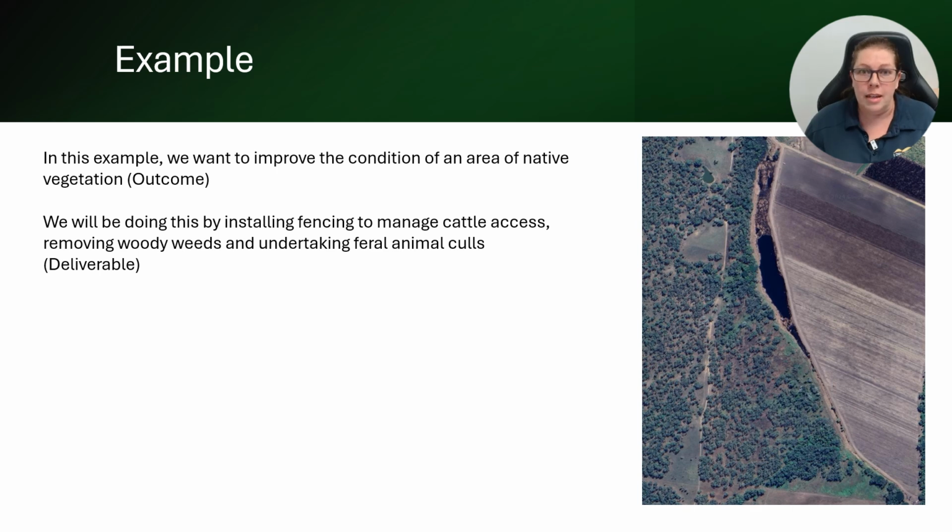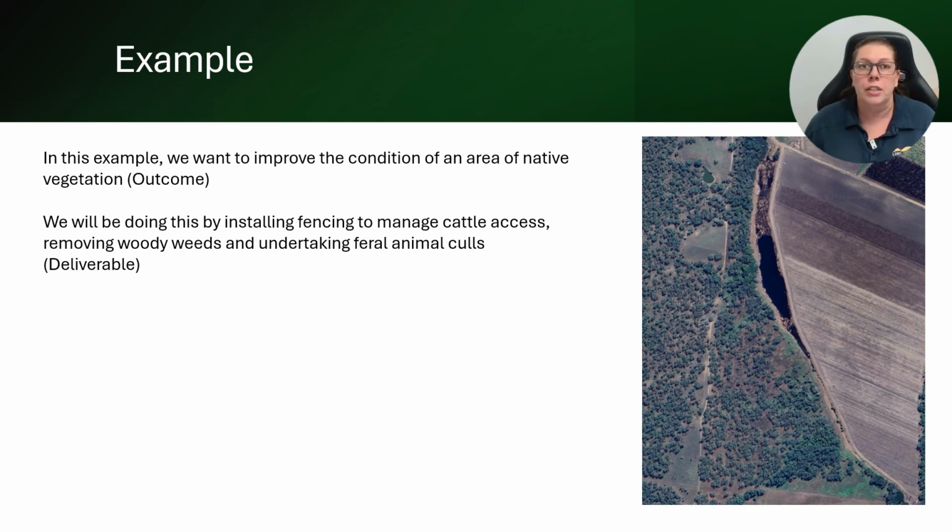So let's look at an example. In this case, we have a relatively small area of native vegetation that we want to improve the condition of. At the moment, there are several threats that are degrading its condition, including cattle access, woody weeds, and the effects of feral animals. The site is part of a much larger project that's addressing native vegetation condition throughout a catchment area, but for this case we're just going to look at one of our project sites, which represents a discrete area of condition change.